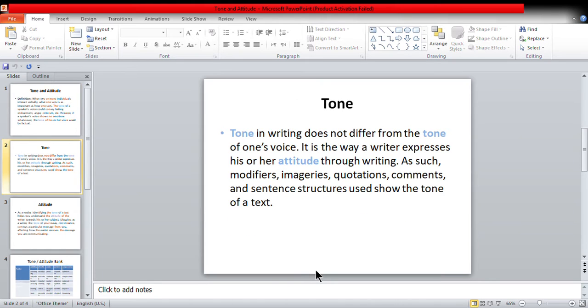What is tone in writing? Actually, tone in writing does not differ from the tone of one's voice. It's the way a writer expresses his or her attitude through writing. As such, modifiers, imageries, meaning figures of speech, different figures, figurative language, quotations, comments, and sentence structures used show the tone of a text.